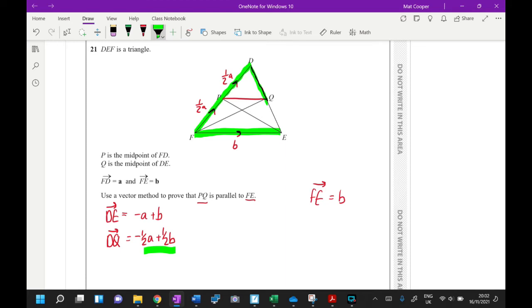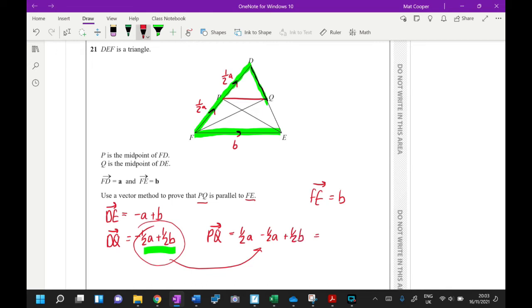Okay, now remember what I'm trying to do. I'm trying to work out P to Q. Can I now work out P to Q? Well, hopefully you can see I can. P to Q, I go from P to D, which is a half of A, and then I go from D to Q, and I've just defined D to Q here, so I'm just going to write that there. So that's minus a half of A plus a half of B.